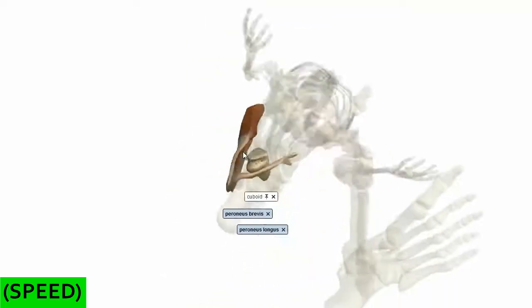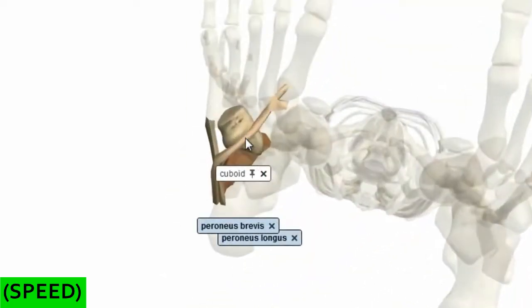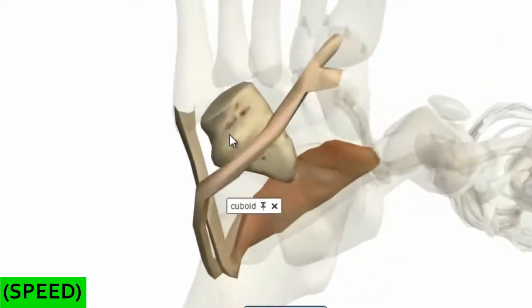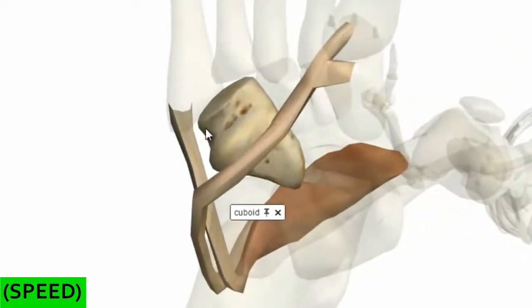If we just look, I've just rotated the model and we're looking at the underside of the foot, the plantar surface of the foot. So this is the cuboid bone, which is one of the tarsal bones that sits laterally. The tendon of the peroneus longus actually runs in a groove in this cuboid bone. I think it's a little bit out of place here, but you can see this groove here.